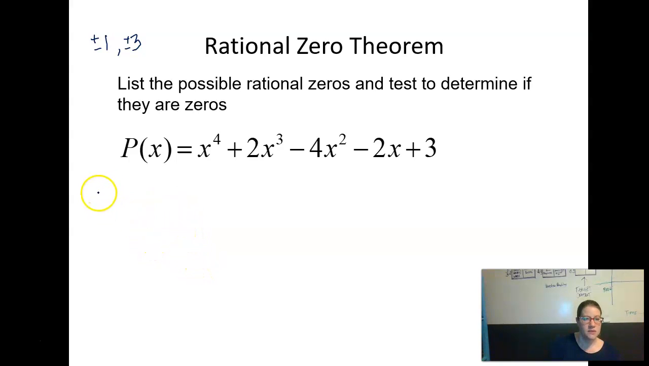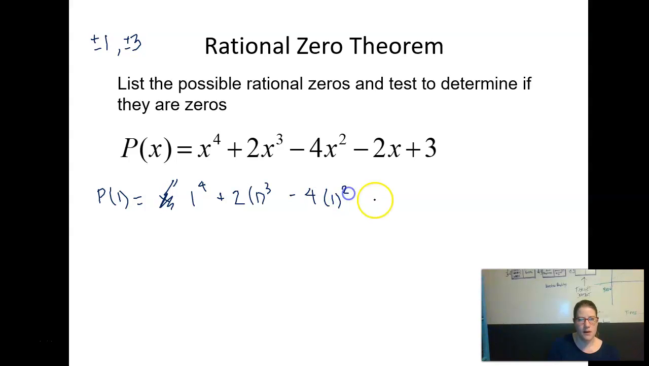So the first one, I'm just going to plug it in because we can do it either way. You can choose. So 1 to the fourth plus 2 times 1 to the third minus 4 times 1 squared minus 2 times 1 plus 3. This would give me 1. 1 cubed is 1, and 1 times 2 is 2. -4 times 1 and -2 times 1.